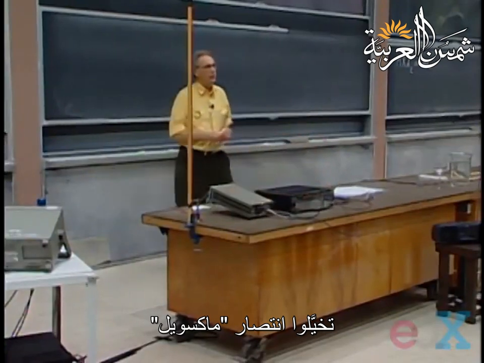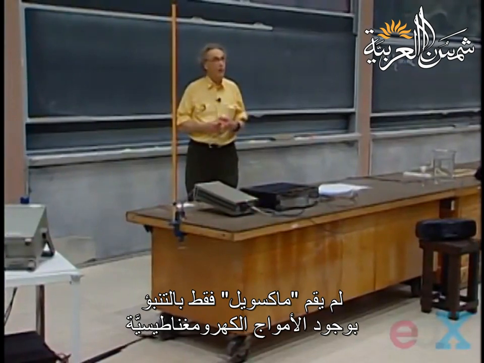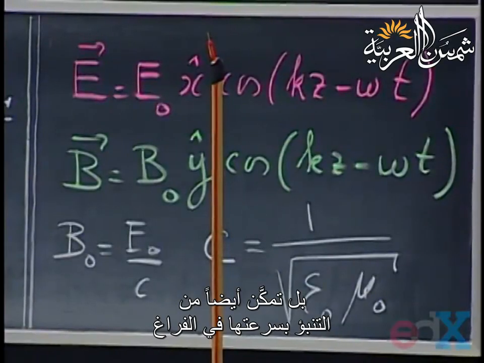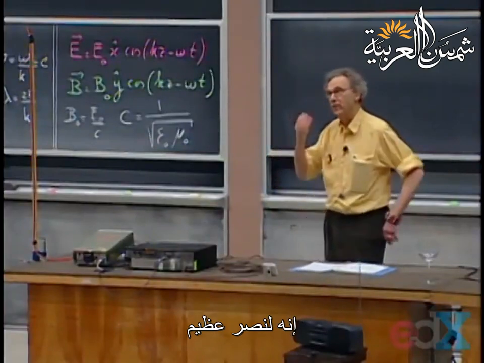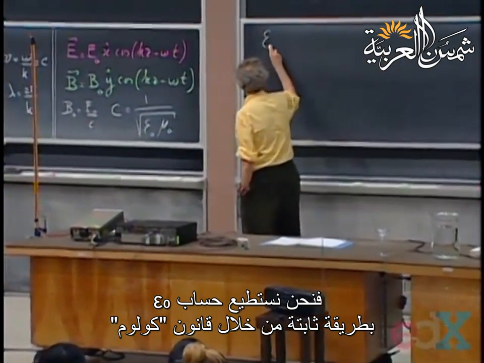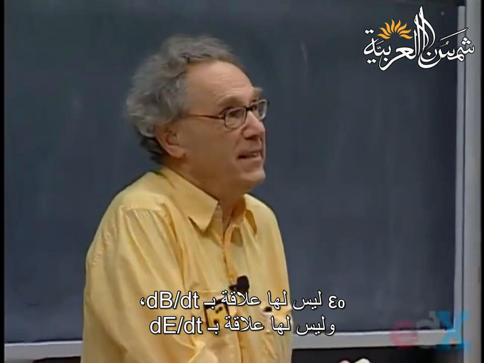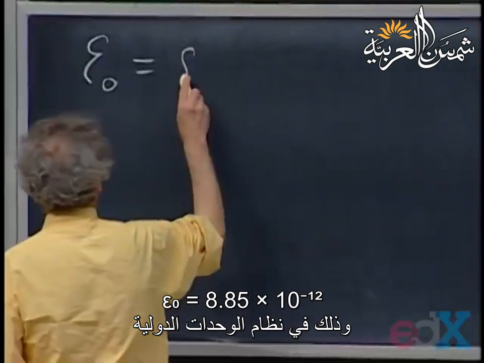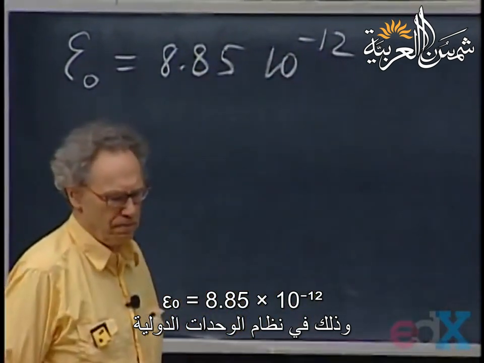Imagine the victory for Maxwell. Maxwell was not only able to predict the existence of electromagnetic waves, but he was even able to predict that they would move through vacuum with that speed. What an unbelievable victory when you come to think of it, that epsilon zero can be measured in a static way. It follows from Coulomb's law. It has nothing to do with the dB/dt, it has nothing to do with the dE/dt, it has nothing to do with traveling waves. Epsilon zero is about 8.85 times 10 to the minus 12 in SI units.